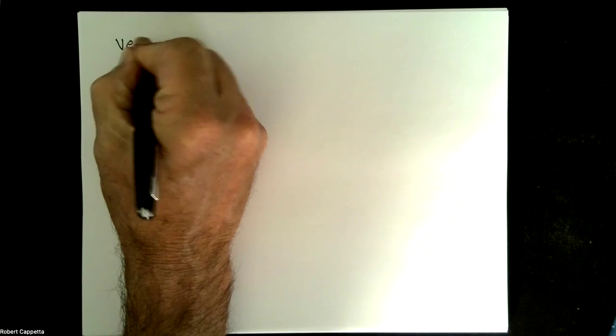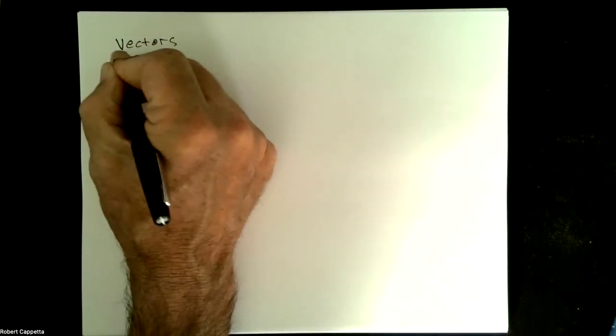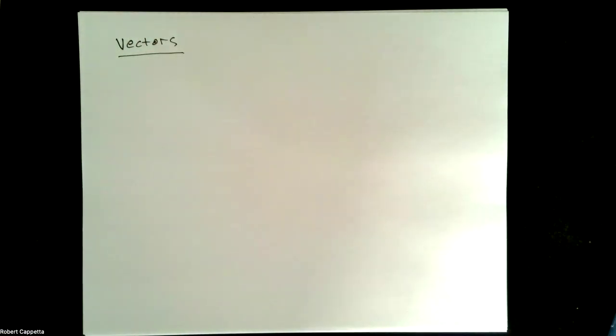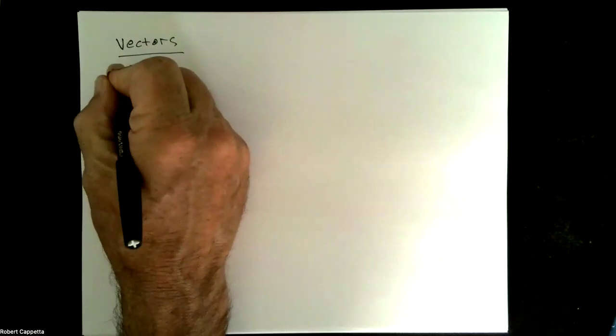So this lesson is on vectors. So how do we describe a vector? The concept is that a vector has both direction and magnitude.